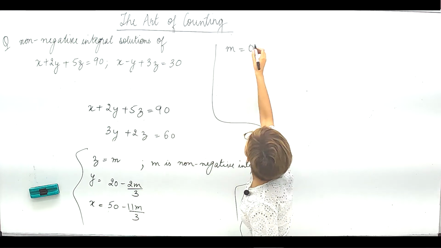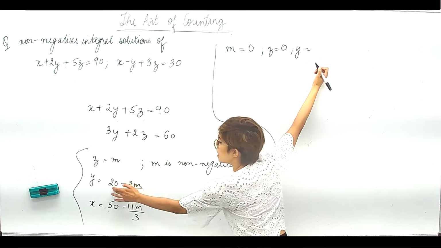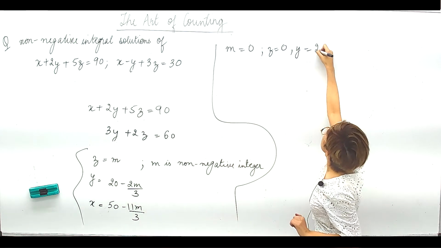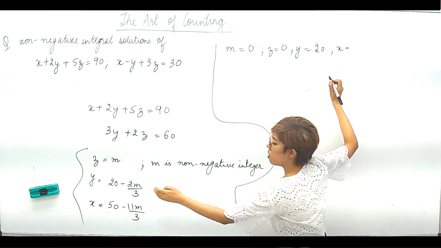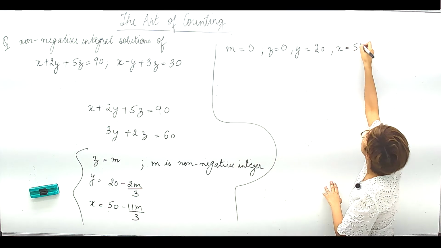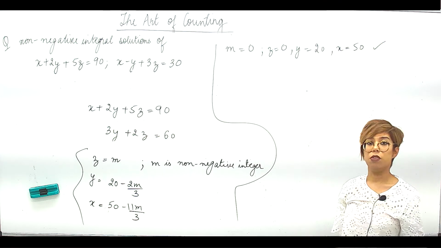When m is 0, z is 0. Y is what? Y is equal to 20. Right? Okay. This is an integer. This is an integer. This is an integer. Right? So x equal to, that will be 50. So integer, integer, integer. Great. This is the appropriate solution.